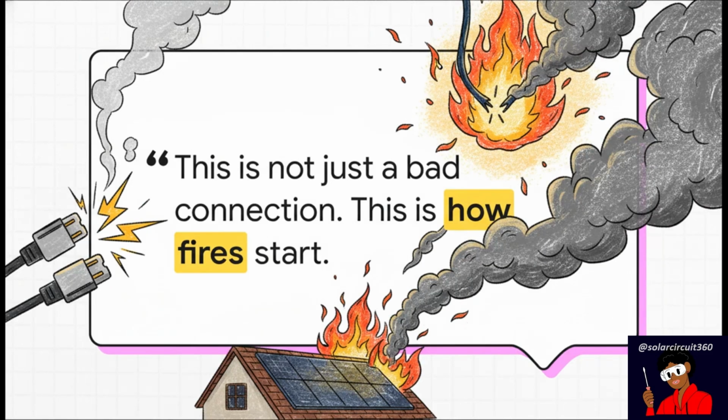I want to start with this thought right here. This is not just a bad connection. This is how fires start. We aren't just talking about a slight drop in your array's electrical efficiency or some annoying little glitch that drops your power output. No, we're talking about the literal genesis of a catastrophic, real-world fire. A loose MC4 connector isn't just a passive issue. It's an active, dangerous threat waiting to happen.